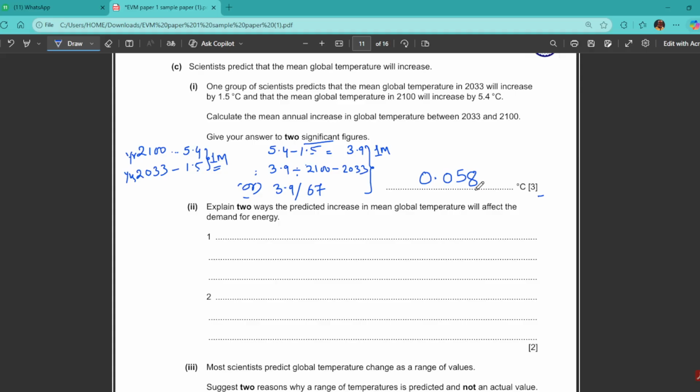Now explain 2 ways the predicted increase in mean global temperature will affect the demand for energy. If the mean global temperature increases, how does it affect the demand for energy? Let's write 2 points here, and you do need to explain also. Now, increased demand because of the need of cooling system.